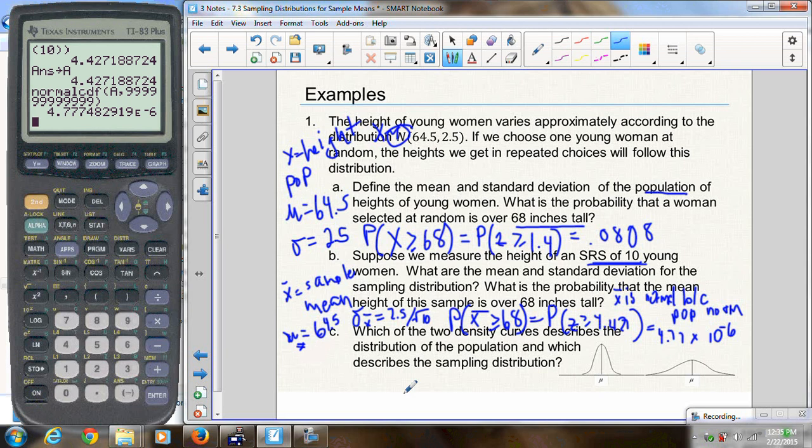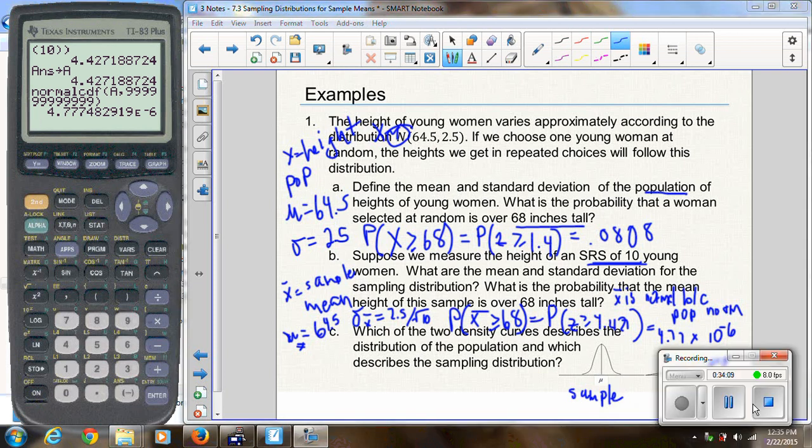And then finally in part C, it says which of the 2 density curves represents the population and which represents the sampling distribution. Well, the population is going to be much more spread out. The sampling distribution is going to be narrower. The spread is going to be much smaller, much narrower.